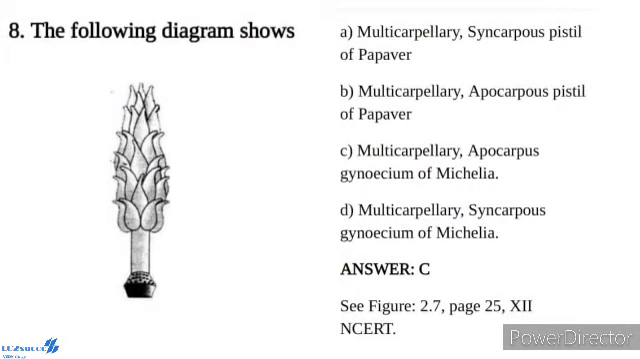Question number 8. The following diagram shows a multicarpellary apocarpous gynoecium of Michelia. The gynoecium represents the female reproductive part of the flower. The gynoecium may consist of a single pistil, that is monocarpellary, or may have more than one pistil, that is called multicarpellary. When there is more than one pistil, they may be fused together, which is called syncarpous, or may be free, which is called apocarpous.